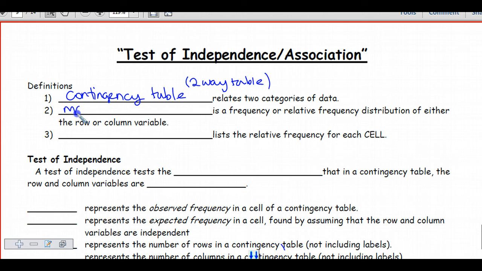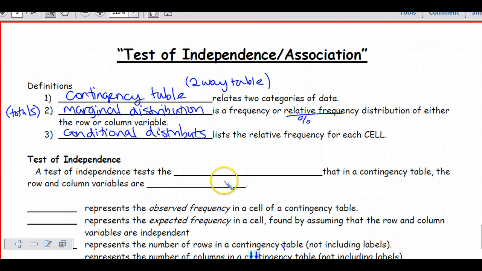The marginals or marginal distribution is a frequency or relative frequency, remember relative means percent, distribution of either the row or the column variables. So these are pretty much the totals. The conditional distribution lists the relative frequency for each cell.